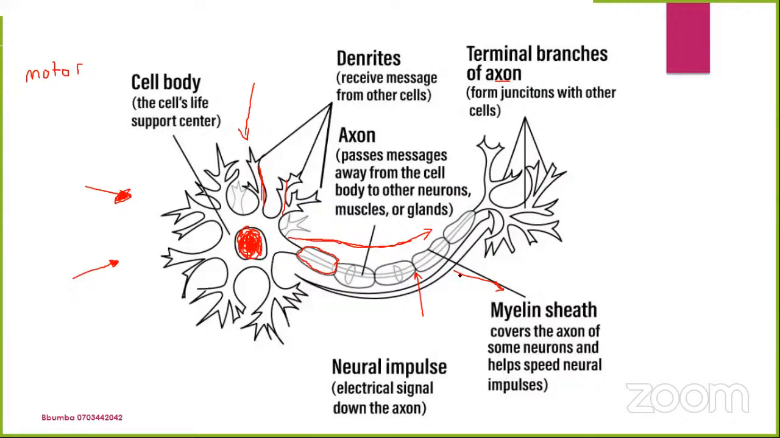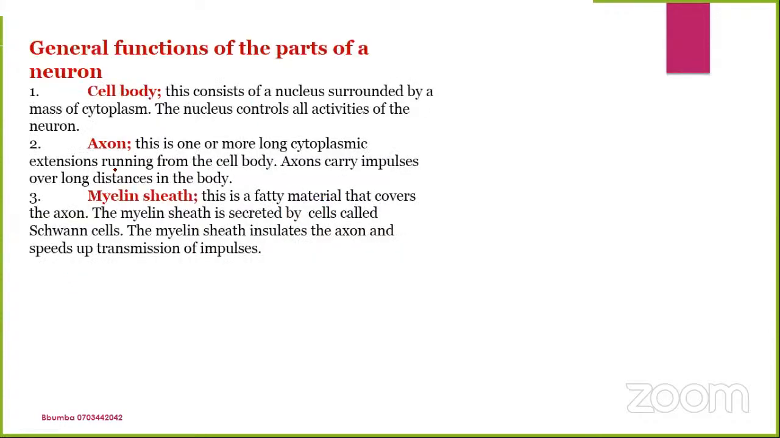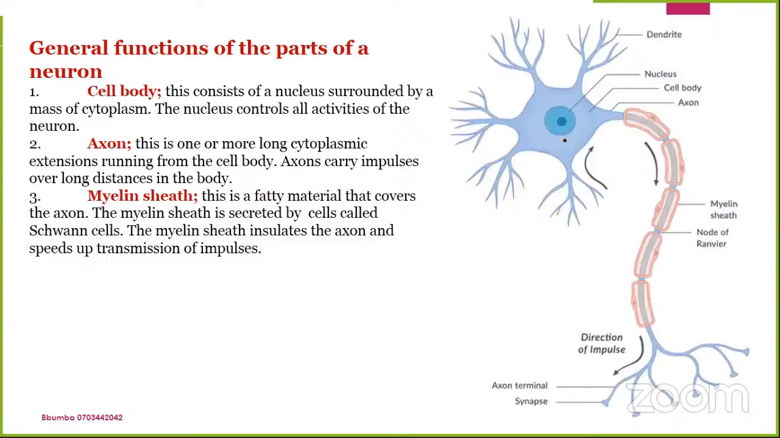So we call it the node of Ranvier here, also enabling speeding up the rate of transmission of the impulses. From there, these are the general features. So the cell body, this is another picture of the motor neuron, it has a cell body, this blue part here that you are seeing, which has a nucleus surrounded by cytoplasm. It controls all the activities of the cell. Then the axon is this kind of wire-like structure.